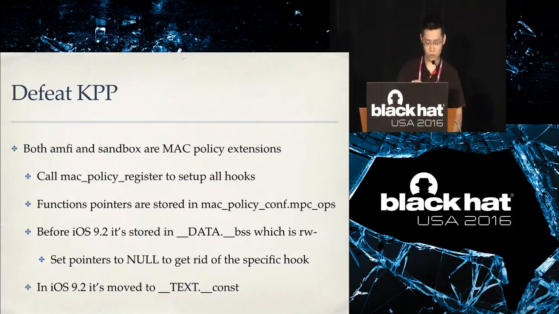Before iOS 9.2, Apple stored these function pointers in data BSS, so it's marked as RW. It's very easy to patch, because if you want to get rid of a specific hook, you can just set the pointer to null. But Apple realized how we patched the kernel in our jailbreak, and so in iOS 9.2, Apple moved all this data to the text const.